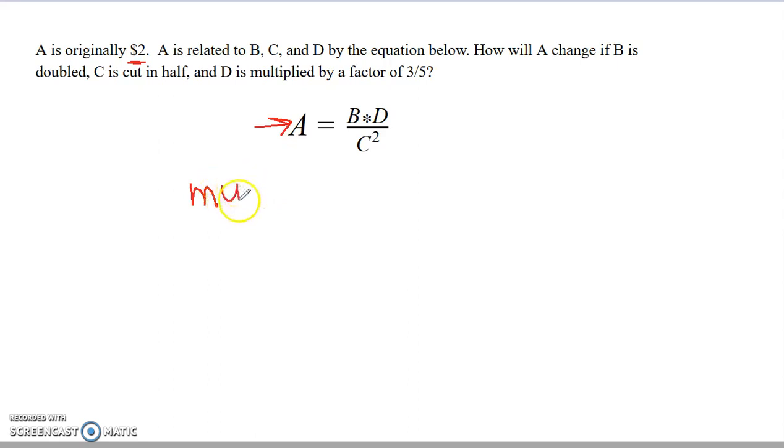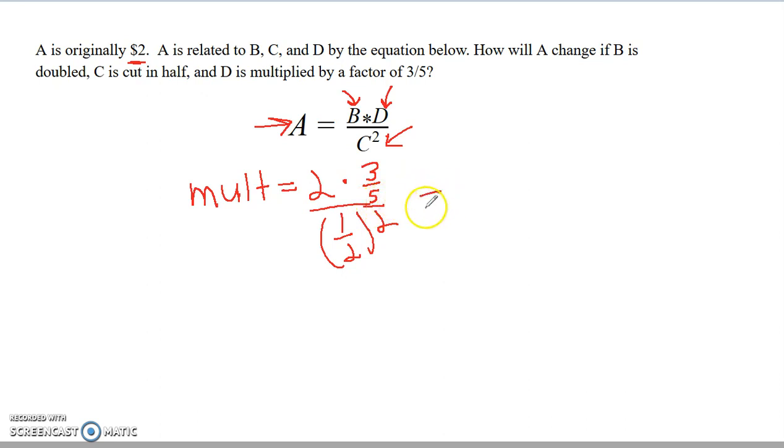So to figure out the multiplier, we're just going to plug in the factors for each one of these variables, making sure to keep any exponents. So B is doubled, C is cut in half, but C is now in the denominator and it's squared, and D is multiplied by 3/5. So we're going to simplify this a little bit. 2 times 3/5 over a fourth.